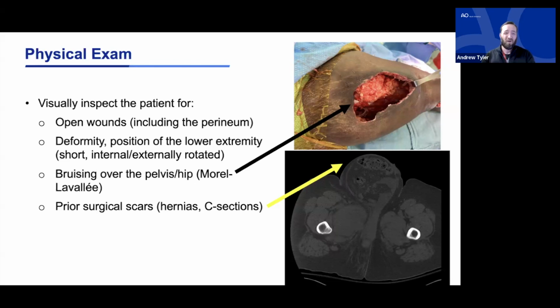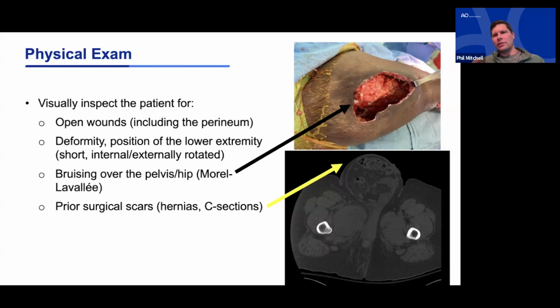And then finally, you want to make sure you ask and look about previous surgeries around the acetabulum and around the pelvis. For example, here we've got a great image of a hernia within the scrotum, but you want to ask about C-sections, about if they've had hernia repair. Is there mesh that we're going to encounter if we do any of these operations? All this really helps us plan for further care.